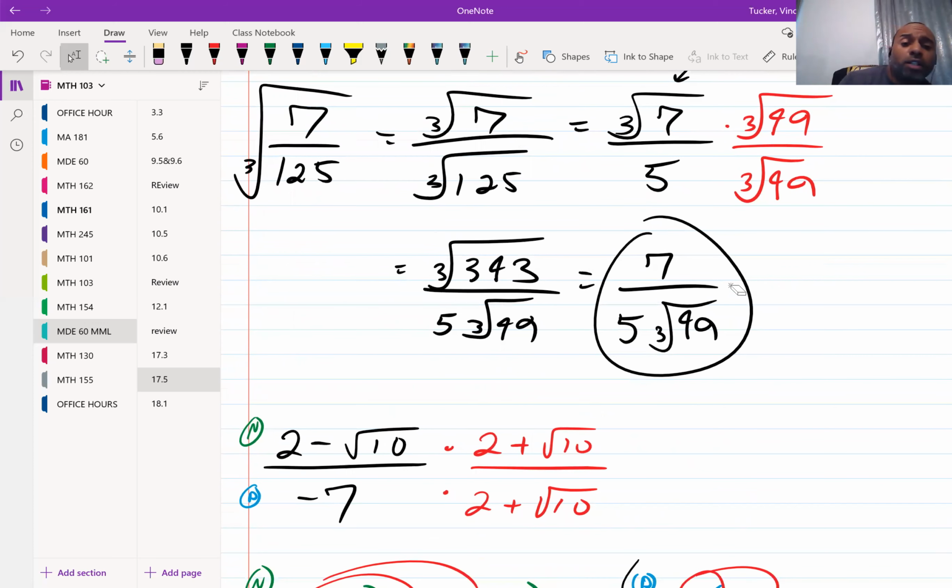Still looking at rationalizing the denominator. This is our original problem, but the radical is in our numerator. So we're going to multiply top and bottom by the conjugate, 2 plus square root of 10.